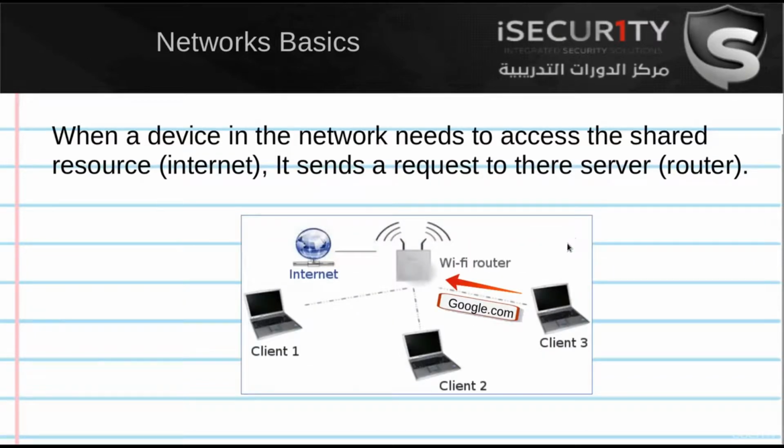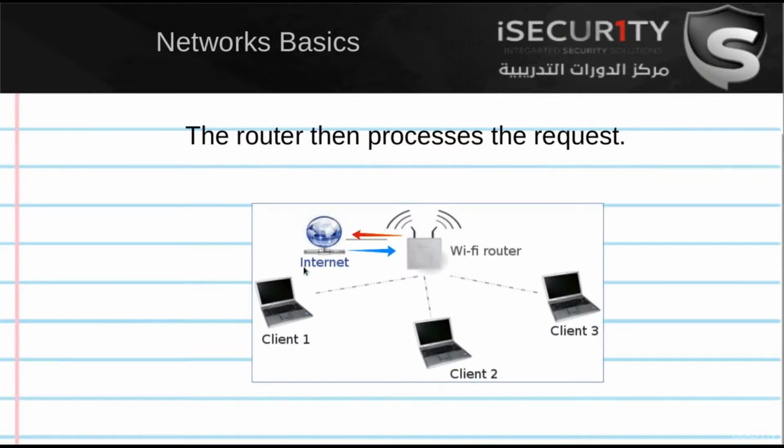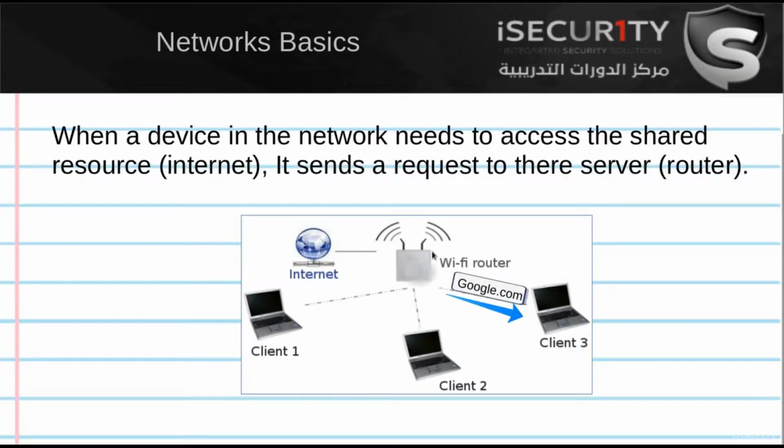So whenever client 3, for example, wants to open google.com, it's going to send a request to the router asking it, okay, I need google.com. The router is going to go to the internet, grab google.com and then forward it back to client number 3.